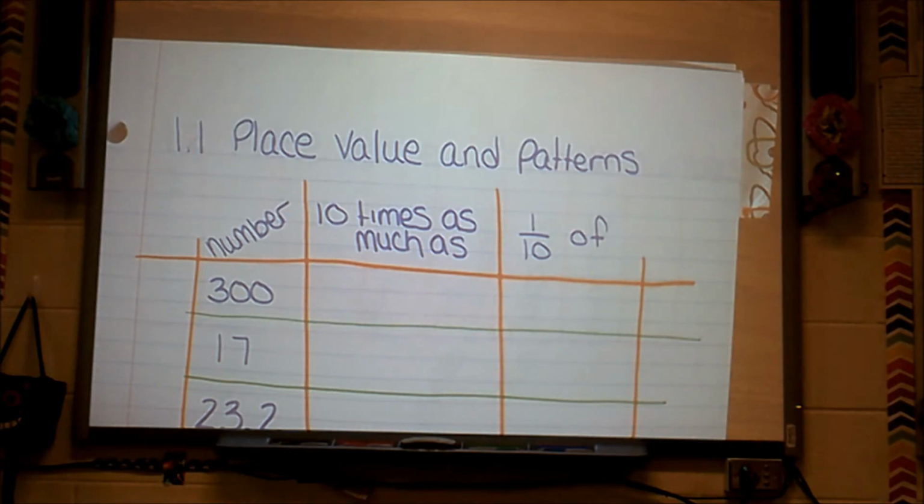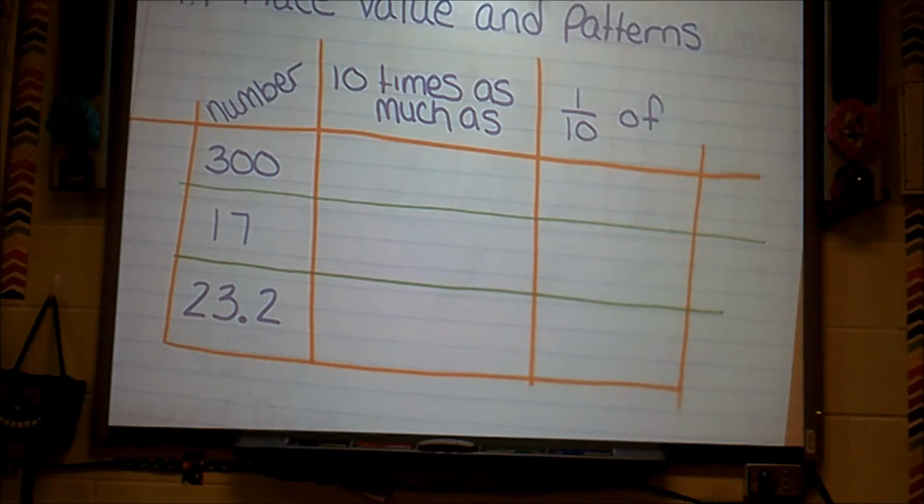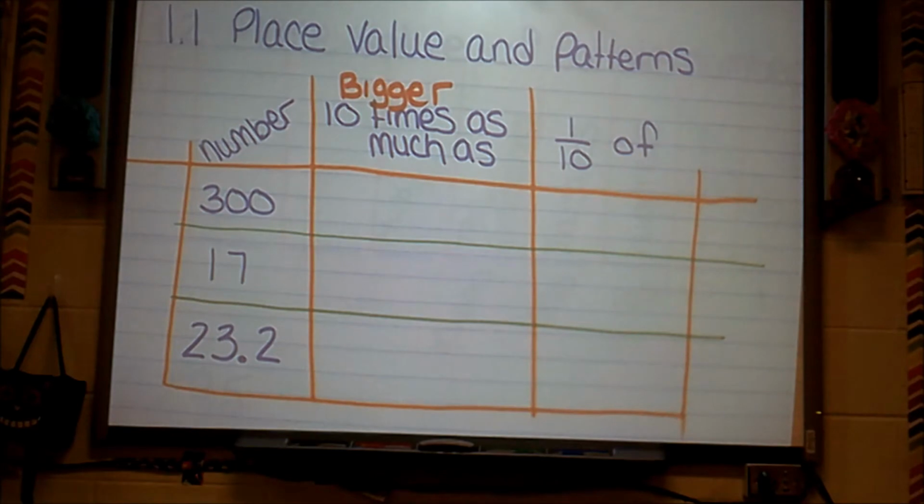So what I'm going to ask you to do is to create a chart like the one that I have here in my notes. When I multiply a number by 10 or find 10 times as much as that number, my answer is going to be larger. The product will be larger. There's a couple ways that I could solve this problem.